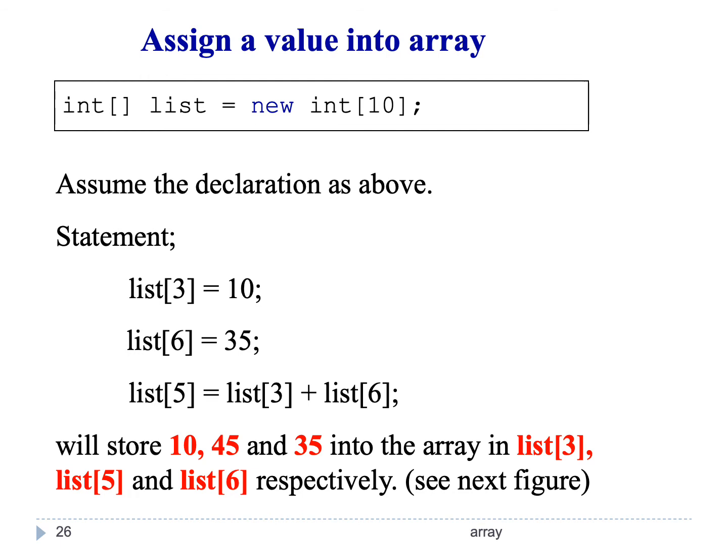This is exactly the same as what we would do when we have different variables such as sum equal to num1 plus num2. The same concept, only that here we refer to the components in the same array by using the index number. When we do list 5 equal to list 3 plus list 6, that is doing 10 plus 35, which is 45. Then the value 45 is assigned to list 5.